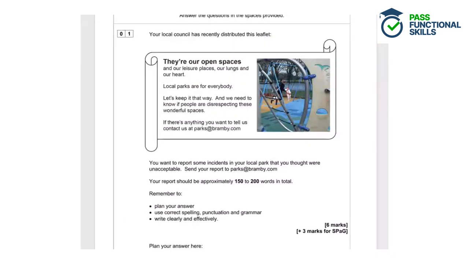Question 1. Your local council has recently distributed this leaflet. They're our open spaces and our leisure places, our lungs and our heart. Local parks are for everybody. Let's keep it that way. And we need to know if people are disrespecting these wonderful spaces. If there's anything you want to tell us, contact us at parks@bramby.com.